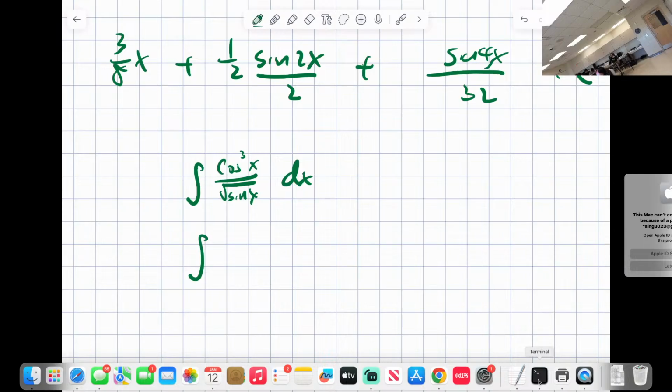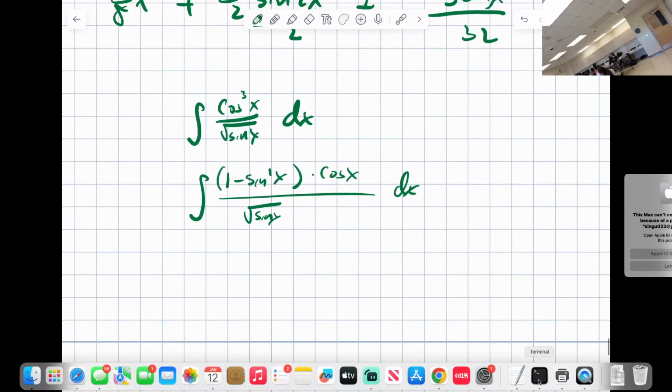So this one is going to be 1 minus sine squared of x times cosine of x over the square root of sine of x. So what can you see? What is u equal to? Sine x, but you have to say u equals, because this already has du, right? du equals cosine of x dx.